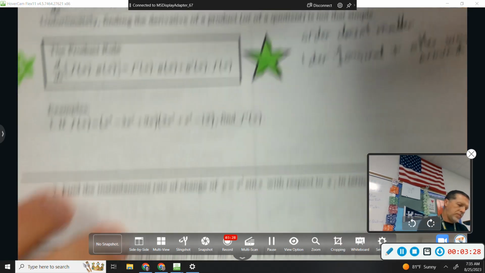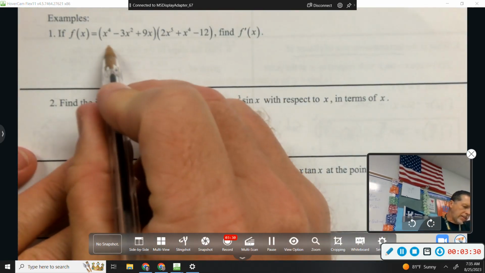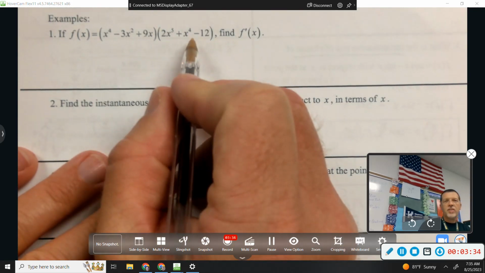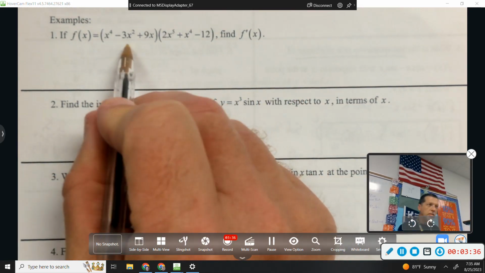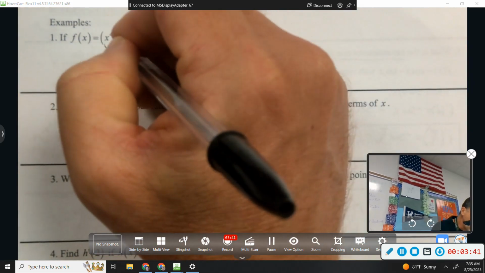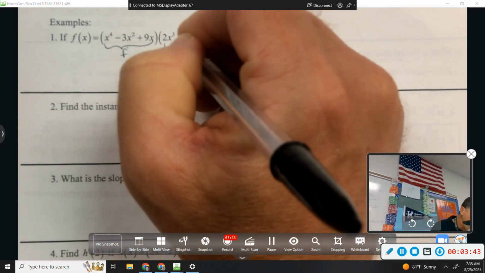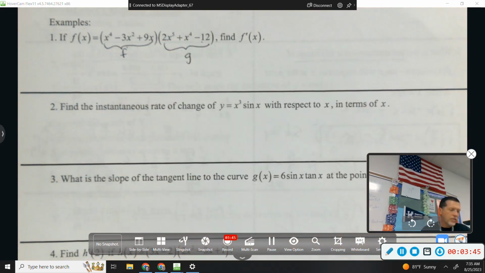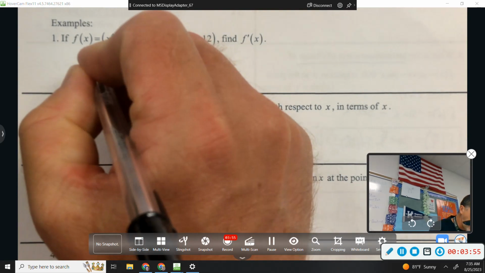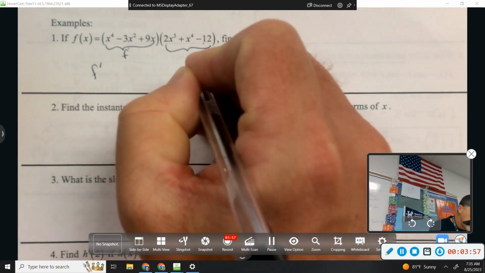Example 1. f of x equals, okay, this thing times this thing. And you can't just take the derivative of one and the derivative of the other and multiply them together. I'm going to slow it down on this first one and say that the first piece is f and the second piece is g. This might get a little confusing because the overall function is f, but I just want to label f and g so that I have f prime and g prime.